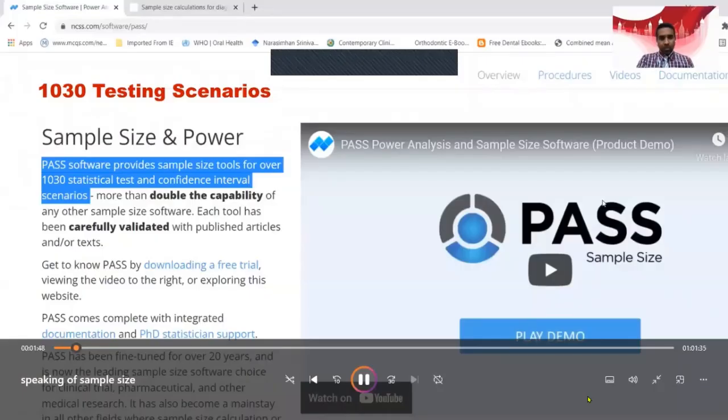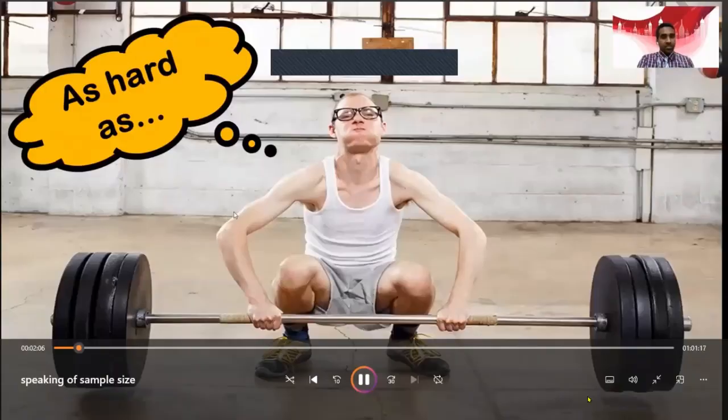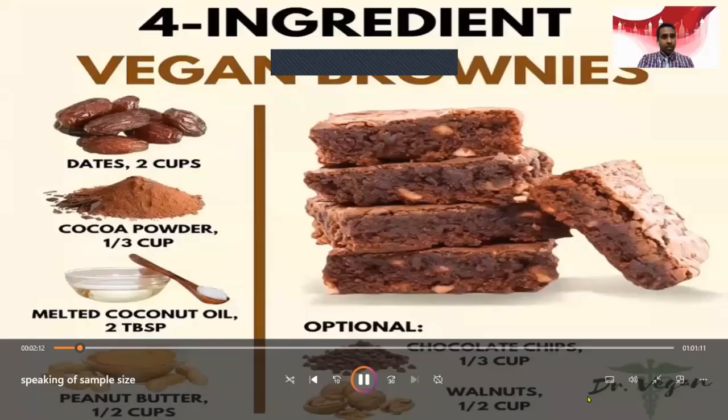For example, I will show you a software. It is a commercial software available for sample size calculation, named Power Analysis and Sample Size. If you go to the website, it is mentioned that there are 1,030 testing scenarios which can be done through this software. Now you will think sample size calculation is very difficult, like lifting this weight.